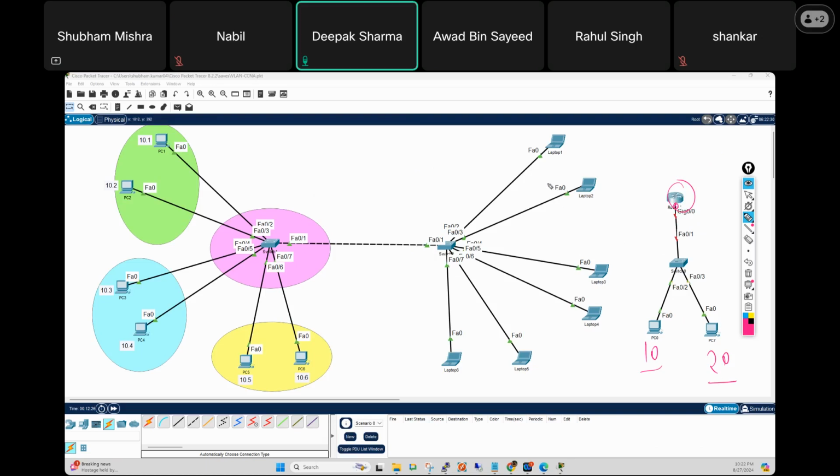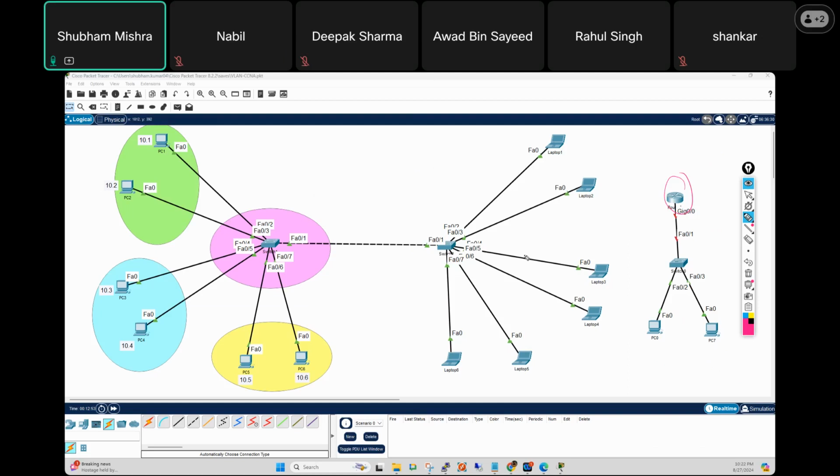So in this case, to solve this problem, what we have to do is create two logical interfaces on this router. Two logical interfaces on this router. You can say either logical interface or virtual interface. Are you getting my point? Sub interfaces. Yes, sub interface.